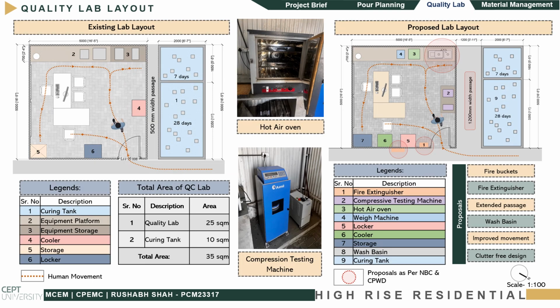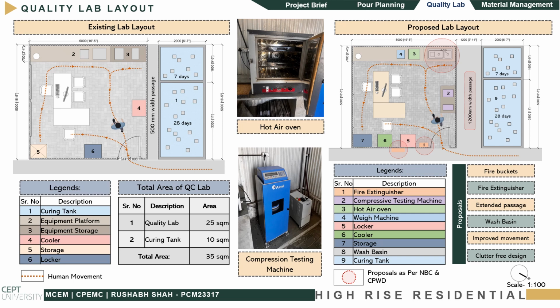My second assignment is the quality lab. In the quality lab, we first of all prepared a CAD drawing of our existing quality control lab. This is the lab layout. The existing quality lab is 25 square meter, and beside it there is a curing tank of 10 square meter. Between the quality lab and the curing tank, there is a 500 width passage. In the quality lab, there is a platform for the equipment and a storage area, etc.